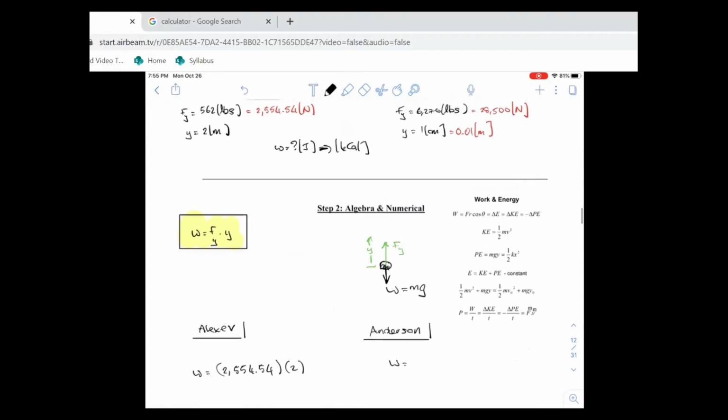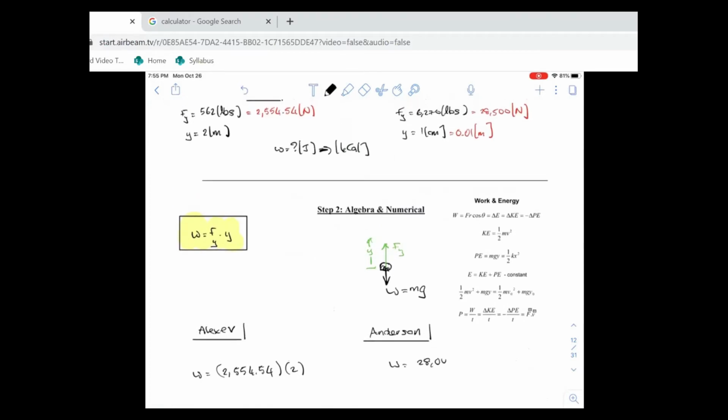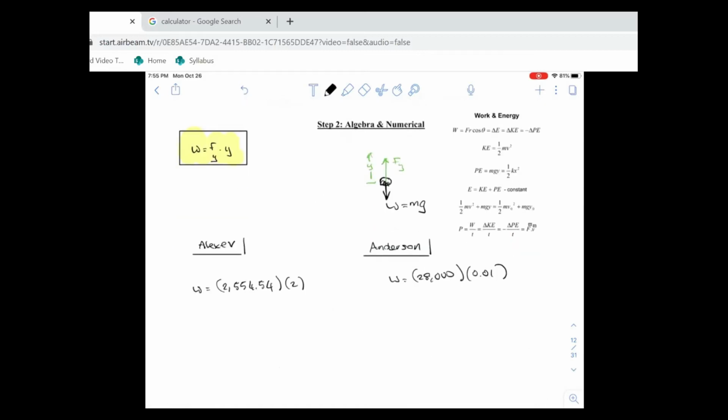And in the case of Anderson, this is going to be 28,000 newtons times this number. All right, so we'll get the answers in terms of joules. So this is going to be 5,109.08, and the other one is going to be 282. Okay, this one is going to be 285 joules.